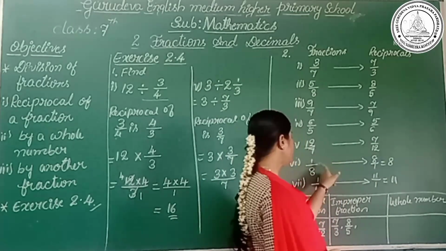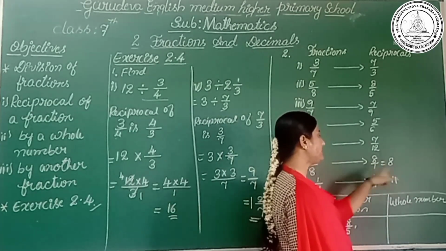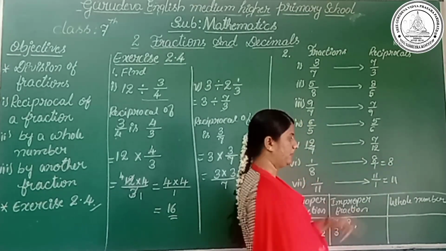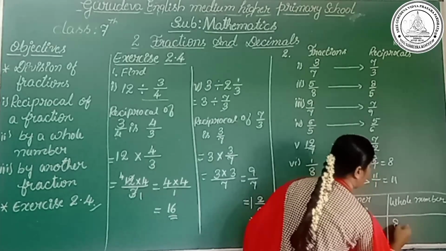Then here, 1 by 8. The reciprocal of 1 by 8 is 8 by 1, or it is 8. So it is a whole number. Then write it in the whole number column.